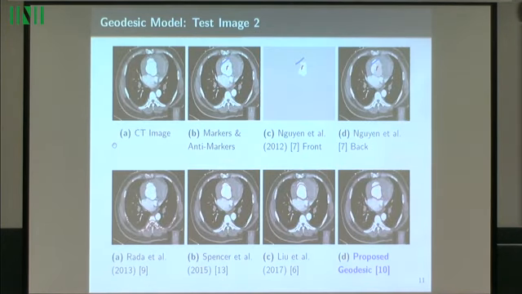Another challenging one was this heart one. We've got marker points there in red, anti-marker points there in blue, and we're just trying to get the lower portion of the heart. Again, the RADA model is intensity driven, so we get a failure. The Liu model does much better here, and the geodesic one again does quite well.